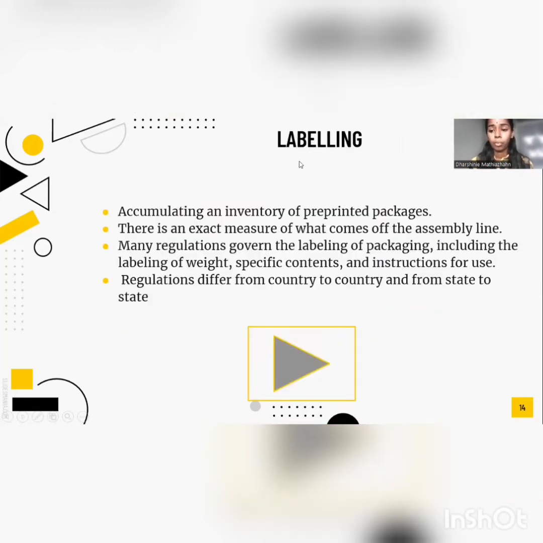Labeling. Now we go for labeling. Okay, a label is accumulating an inventory of pre-printed packages. There is an abstract measurement of what comes off the assembly line. Many government regulations require that the labeling of packaging includes the weight, specific content, and instructions for use. Last but not least, regulations differ from country to country and from state to state.